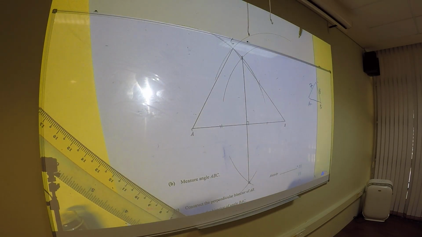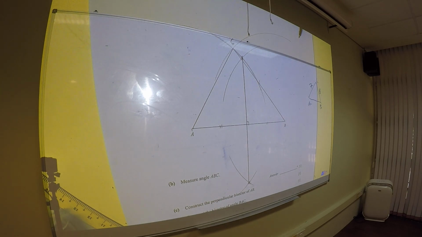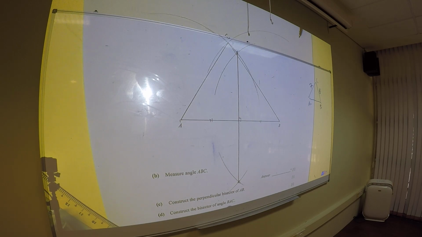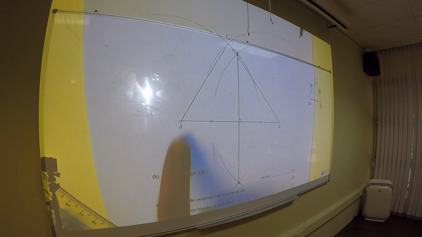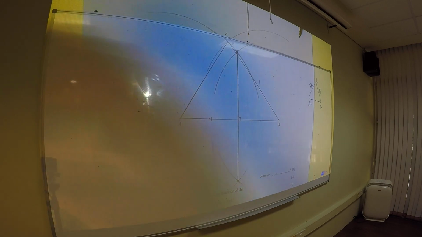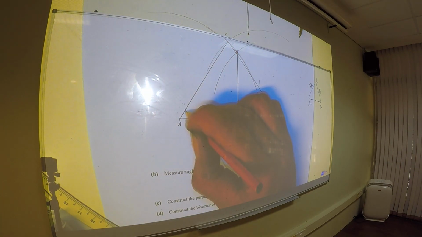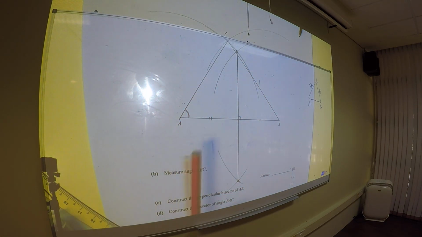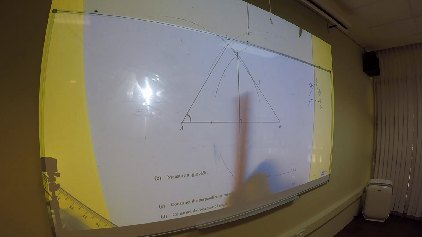Then, last one. Bisector of angle BAC. So first, you must know where the angle BAC is. BAC, the angle is at A, here. We want to bisect the angle, which means we want to cut this angle exactly into two equal angles.